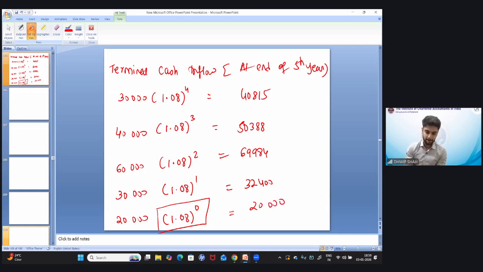Followed? 1.08 raised to 0, answer is 1. Anything raised to 0 is 1. So can I say my terminal cash inflow? Now I brought all the intermediate cash inflows to terminal point. How much it is? 213,587.